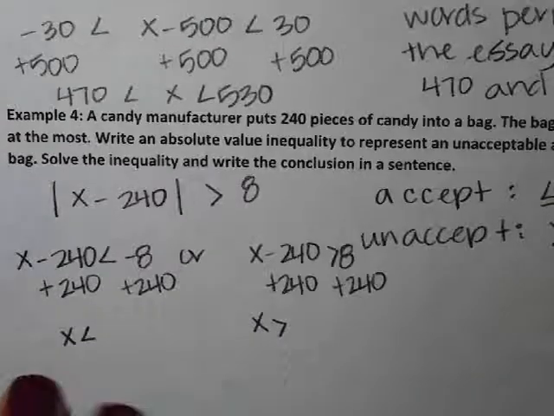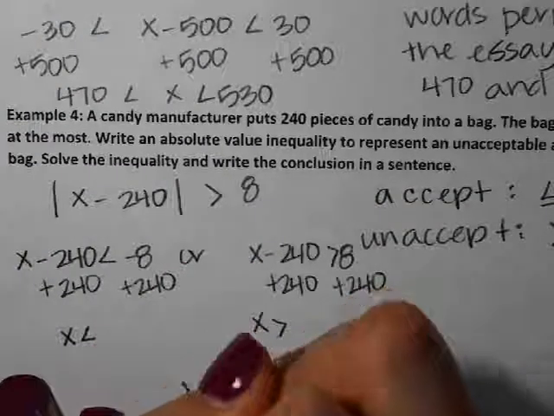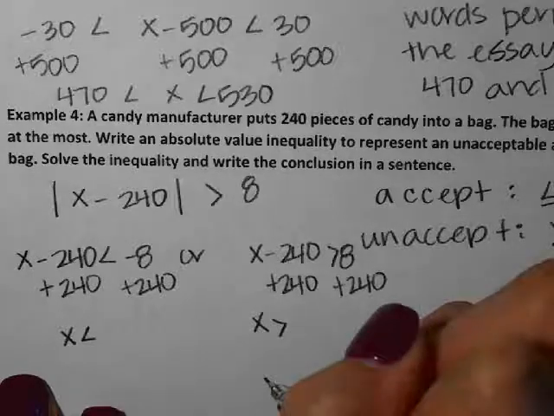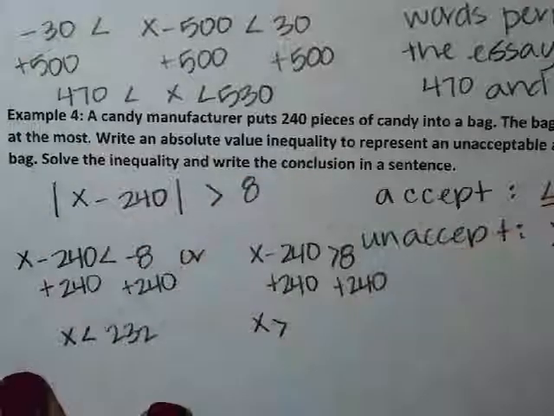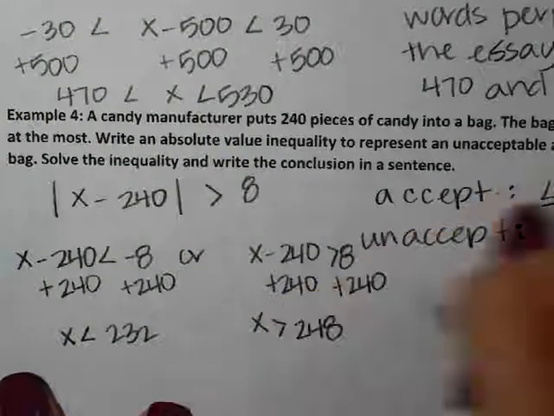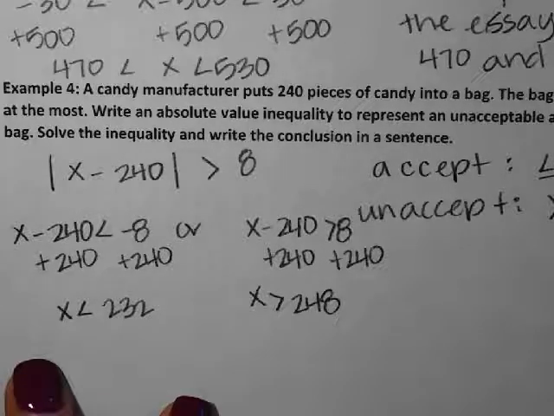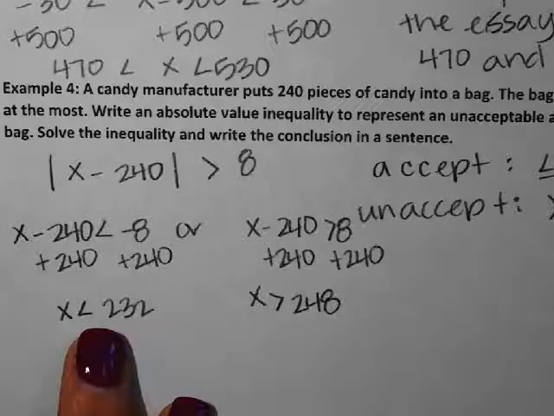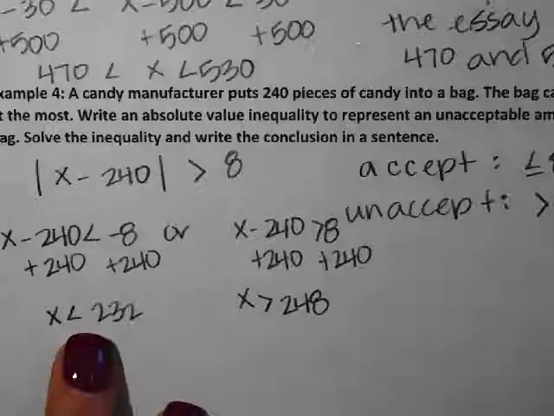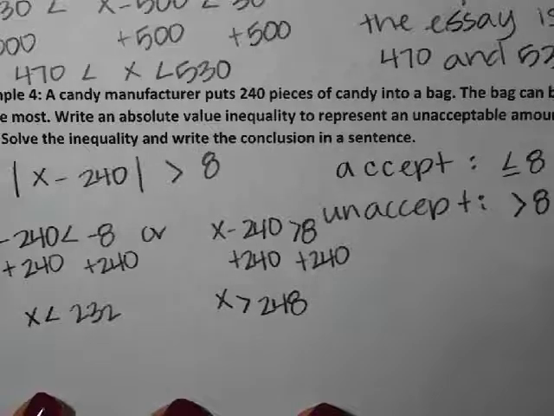All right, so negative 8 plus 240 is 232 and 248. And so how should we write our sentence? But not between. Between is acceptable. So we would say if it has less than 232, that's not enough candy. So that sacrifices our integrity as a candy company that our bags are not full. If it's more than 248, that's not acceptable because we're giving away candy for free. Does that make sense? So we're going to say an unacceptable amount is less than 232 or more than 248.